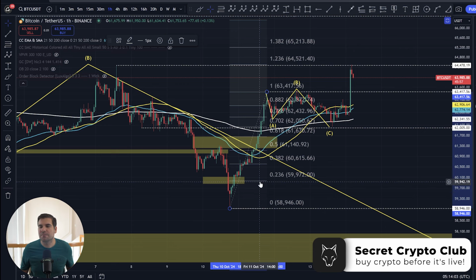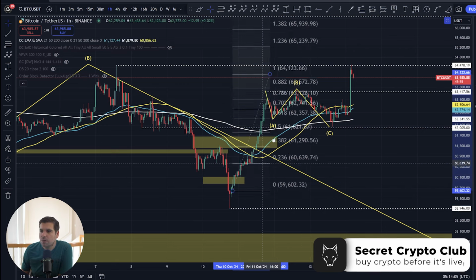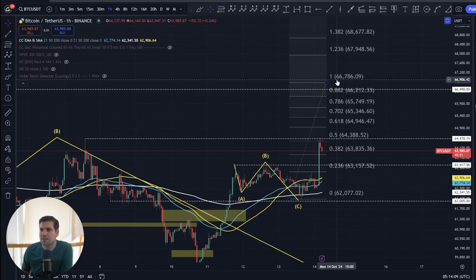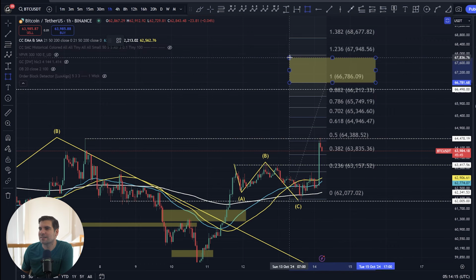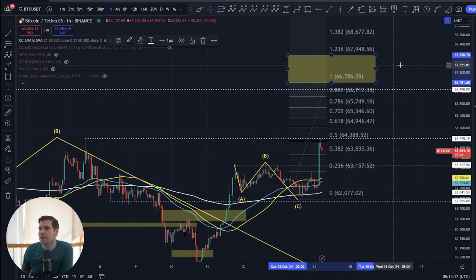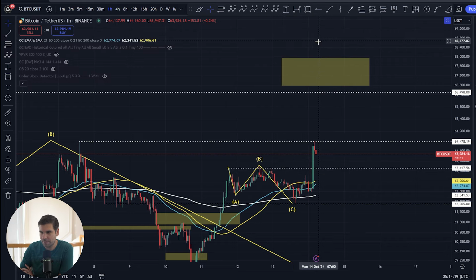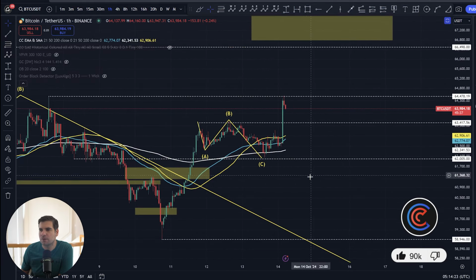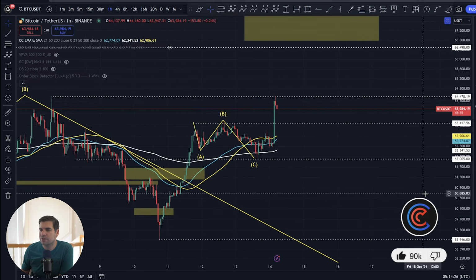The optimistic bunch will be looking at this through the idea that maybe we have a bigger break to the upside, targeting $66,000 to $68,000. That would be right up here, so basically 66,786 to 67,948 approximately. Just put that right in there. That's going to be your optimistic situation that people are going to be looking for. I don't think we're going to do that myself.